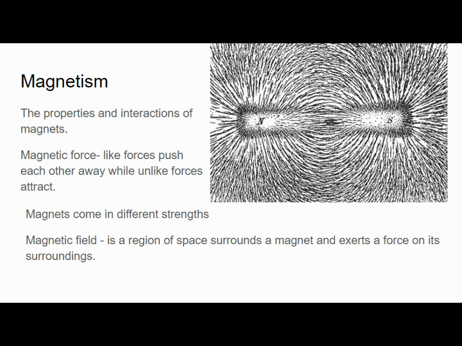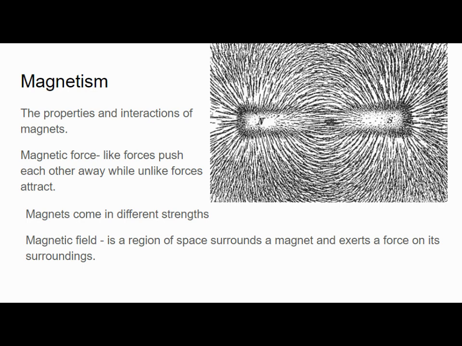So magnetism is the properties and interactions between magnets. Magnetic force is the push or pull of an object, with a push with like forces and a pull with unlike forces. So north, south, positive, negative. Magnets come in different strengths. The magnets around your house, on your fridge, are not going to be the same kind of strength that moves or pushes faster moving vehicles, like the roller coasters at Six Flags and things like that.